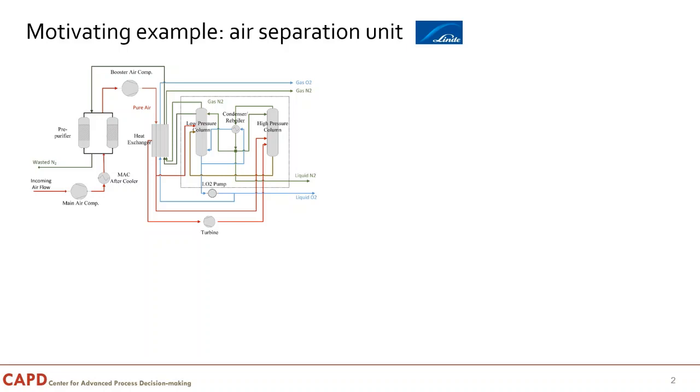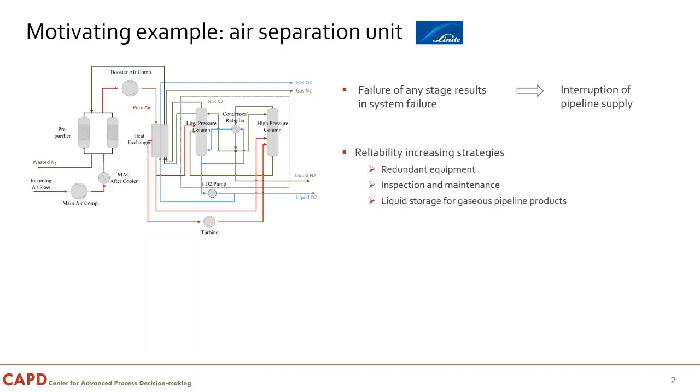Our motivating example is air separation units, which usually serve dedicated customers with gas products through pipelines. The failure of any stage here is going to result in system failure and therefore interruption of pipeline supply. In response, there are several reliability-increasing strategies, including redundant equipment, inspection, maintenance, and liquid storage for gaseous pipeline products. That begs the question of the trade-off between the costs incurred from interruption of pipeline supply and the cost in advance incurred by reliability-increasing strategies.